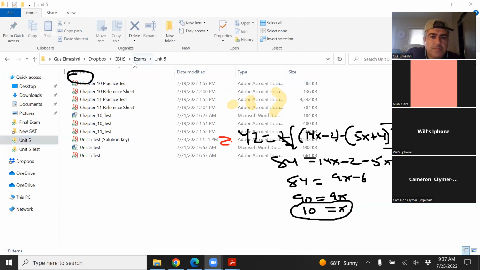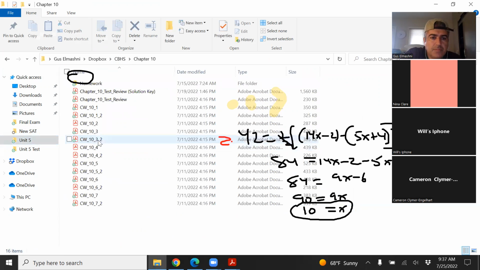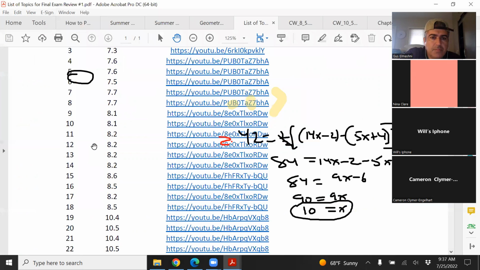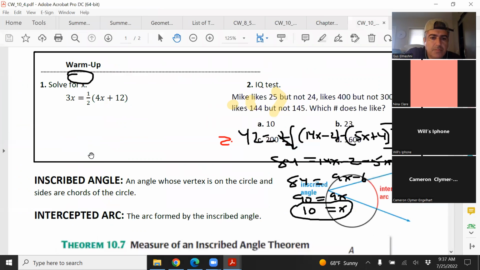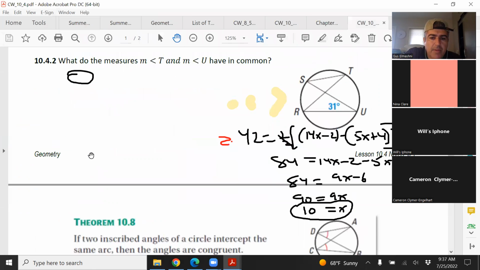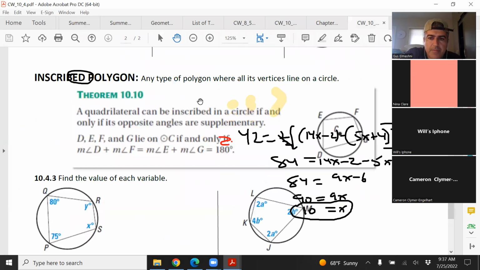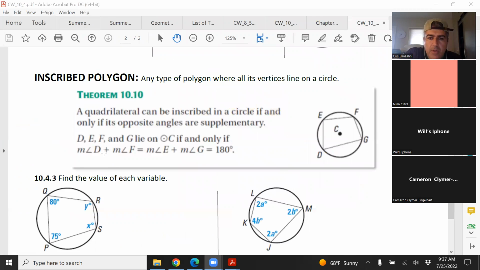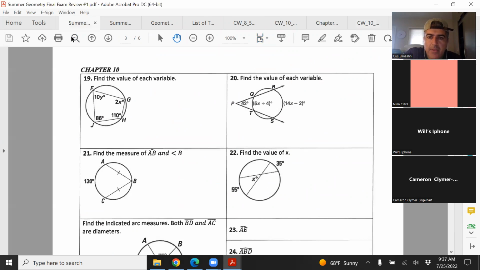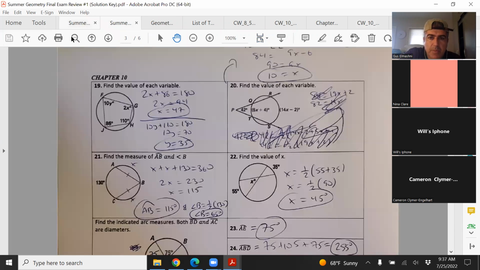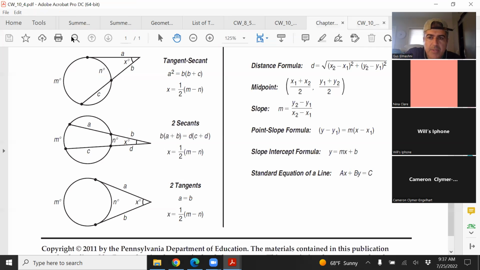And you kind of look around to see, do you see something that looks kind of like it? Oh, I do. Number 10.4.3. And you see, oh, angle D and angle F equals angle E and angle G, and those add up to 180. Okay. So that's how you can really help yourself tremendously in the final exam, by having those things open.